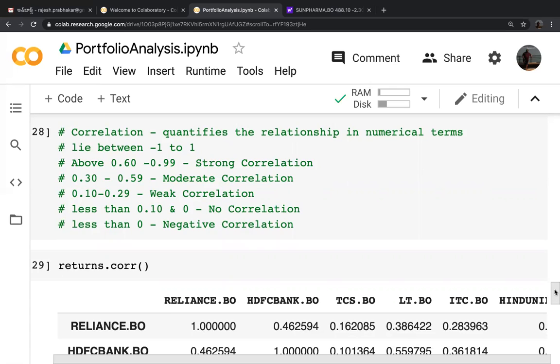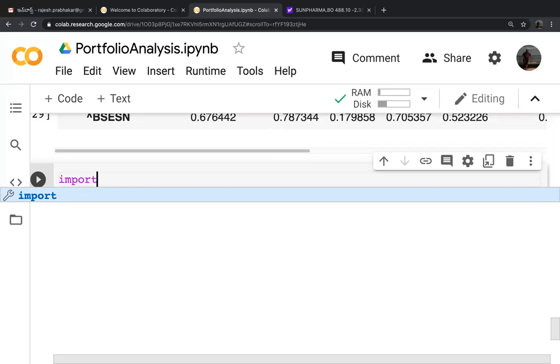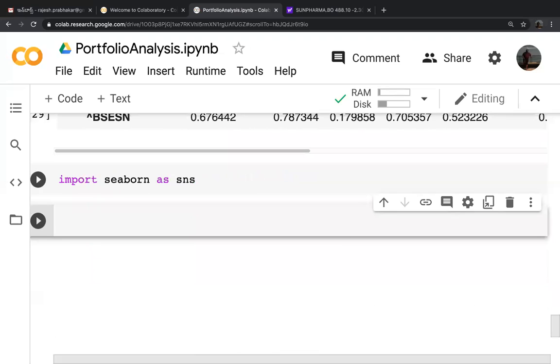All right, all of you got this? Now, when you have this large matrix, we can't see all of them in one go. We are not able to see all the stocks in one go. So what we will do is import a plotting technique. There is a visualization package called Seaborn: import Seaborn as SNS.